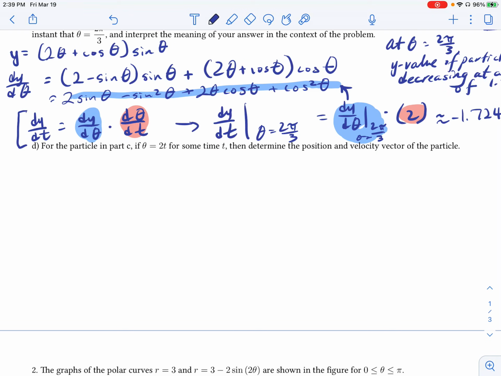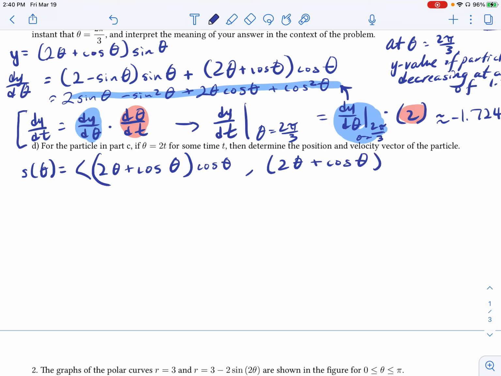So first off, in order for me to know what our position vector is in terms of t, we need to know what our position vector is in terms of theta. So S of theta would be the following. We would say it's 2 theta plus cosine theta, again, this is our r, our polar function, times cosine of theta. And then, again, r, 2 theta plus cosine theta, times sine theta. Okay? Well, now let's write this in terms of t.